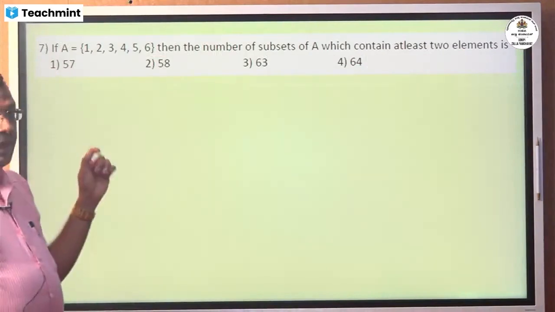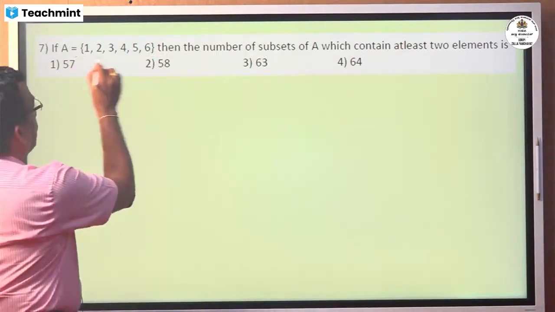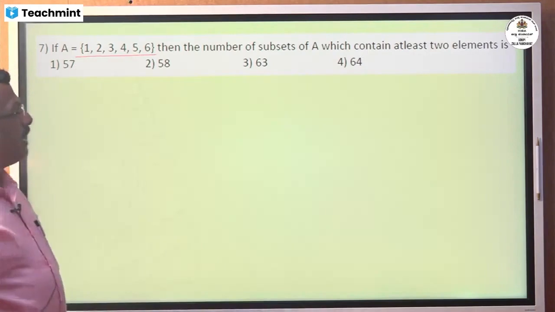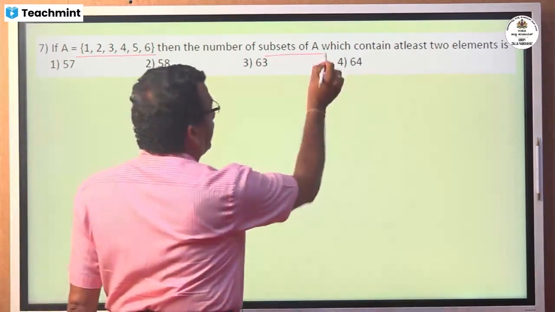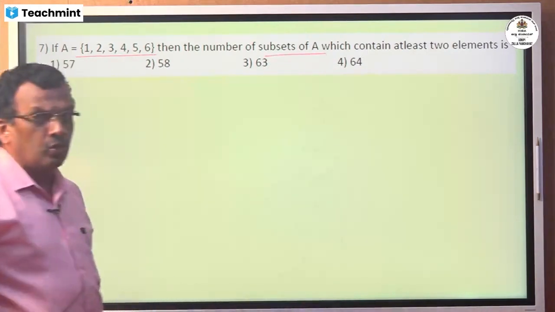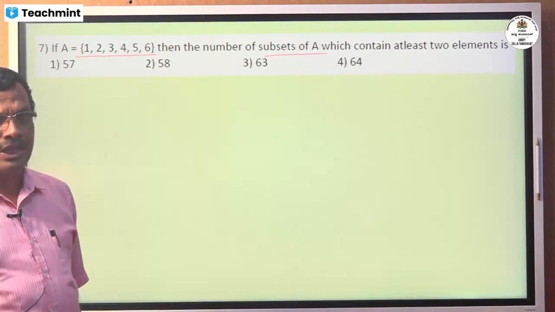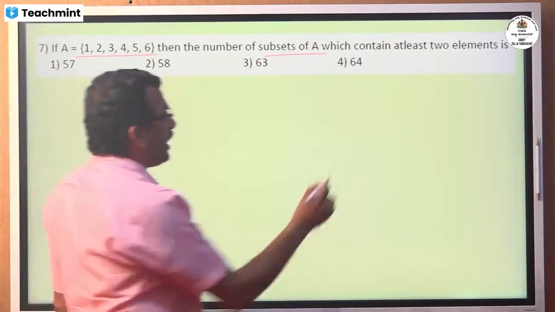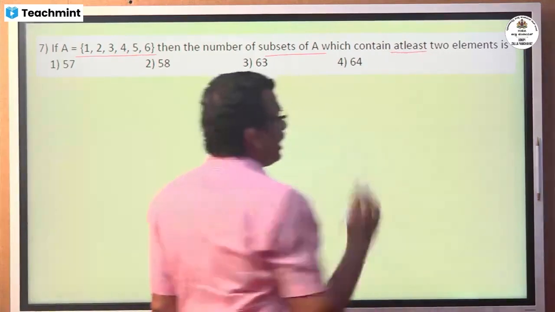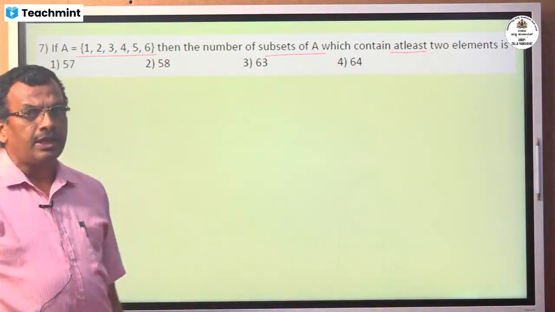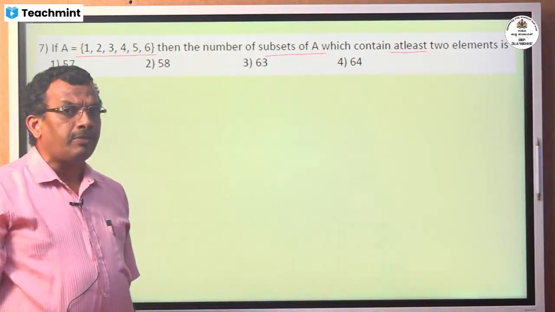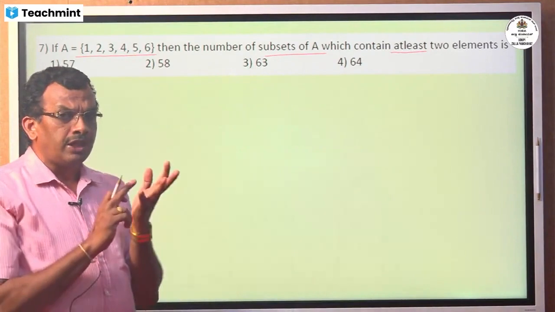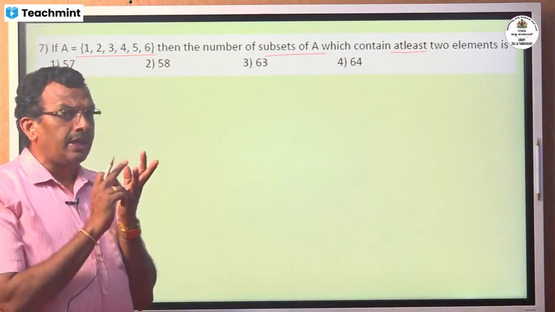Next, if A is a set with elements 1, 2, 3, 4, 5, 6, then the number of subsets of A which contains at least 2 elements. Subsets ಅಲ್ಲಿ at least 2 elements ಇರಬೇಕು. What do you mean with the word at least? At least ಅಂತ ಹೇಳಿದ್ರೆ ಕನಿಷ್ಠ 2 ಎಲಿಮೆಂಟ್ ಇರಬೇಕು ಅಂದ್ರೆ ಅರ್ಥ ಏನು? ಒಂದಿದ್ರೆ ಆಗುದಿಲ್ಲ, ಇಲ್ಲದೆ ಇದ್ರೂ ಆಗುದಿಲ್ಲ.